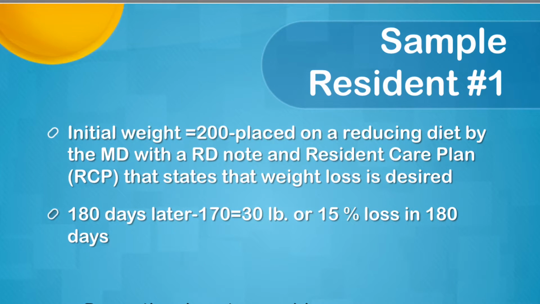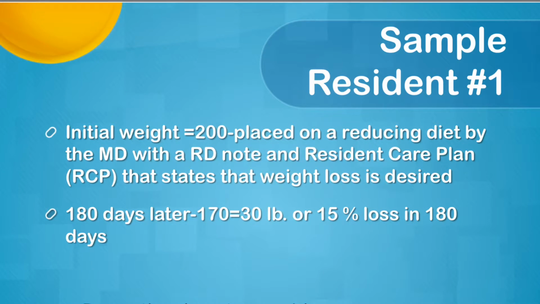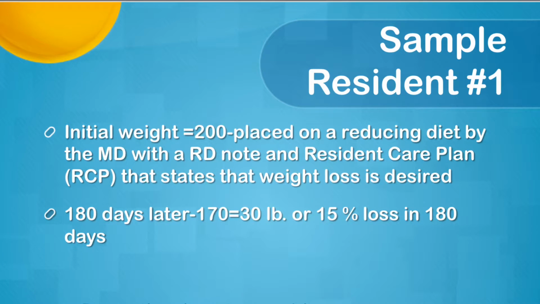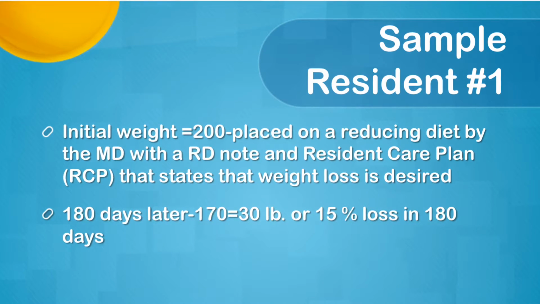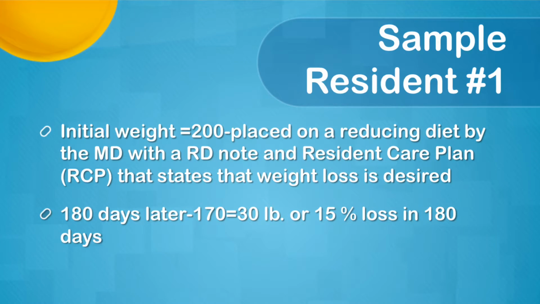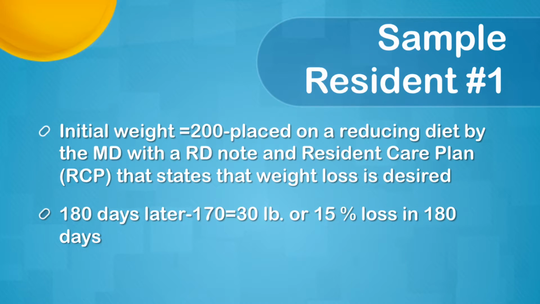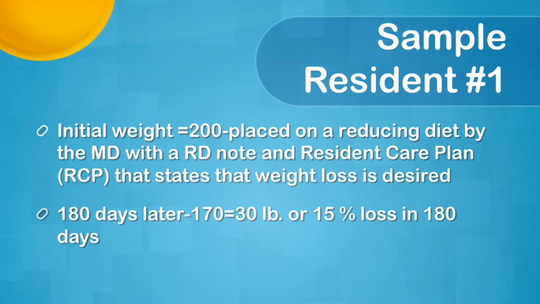Sample resident number 1. Initial weight was 200 pounds. They were placed on a reducing diet by the MD with an RD note and a resident care plan that states that weight loss is desired. 180 days later, they were 170 pounds, and this was a 30-pound loss, or 15% in 180 days. Pause the show to consider your answer.